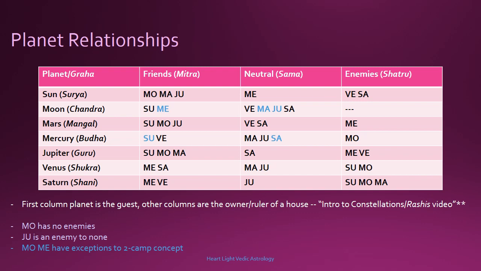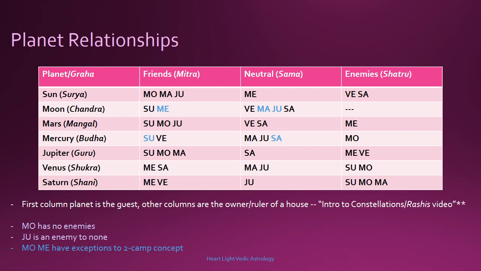And again, if I'm talking about rulership of signs and constellations, and that's news to you, I would check out my Intro to Constellations Rashi's video, because that will help you learn which signs are ruled by which planets. So again, the Moon has no enemies. The other thing to note here is that you can see Jupiter is not an enemy to any other planet. So if you look at the last column, in enemy houses, Jupiter is not there. So that's nice to know also.